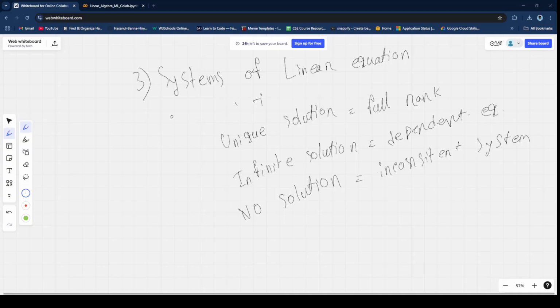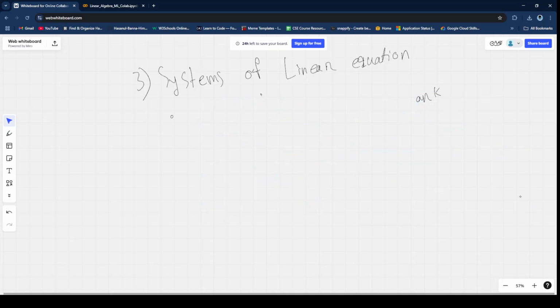Now, in machine learning, we use this mostly in linear regression models. If you work with linear regression models, there will be an equation to solve this, like w will be equal to the inverse of x transpose x, times x transpose y.